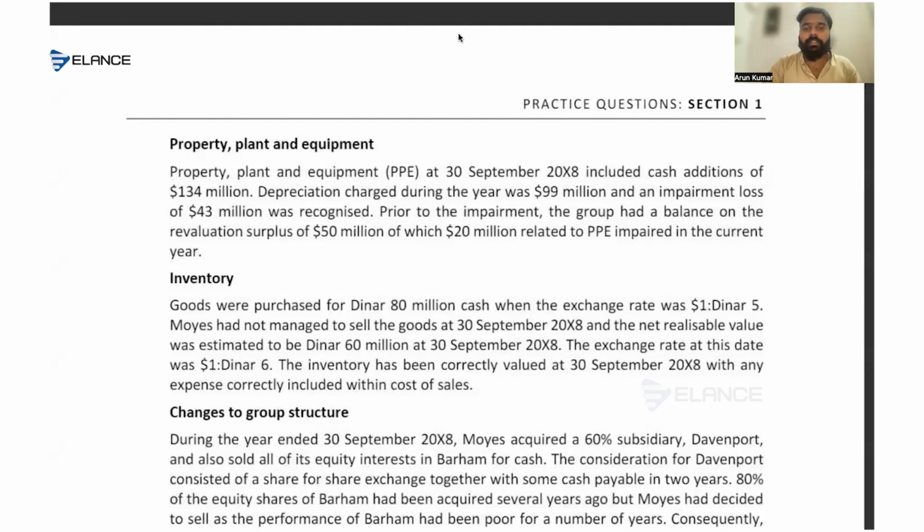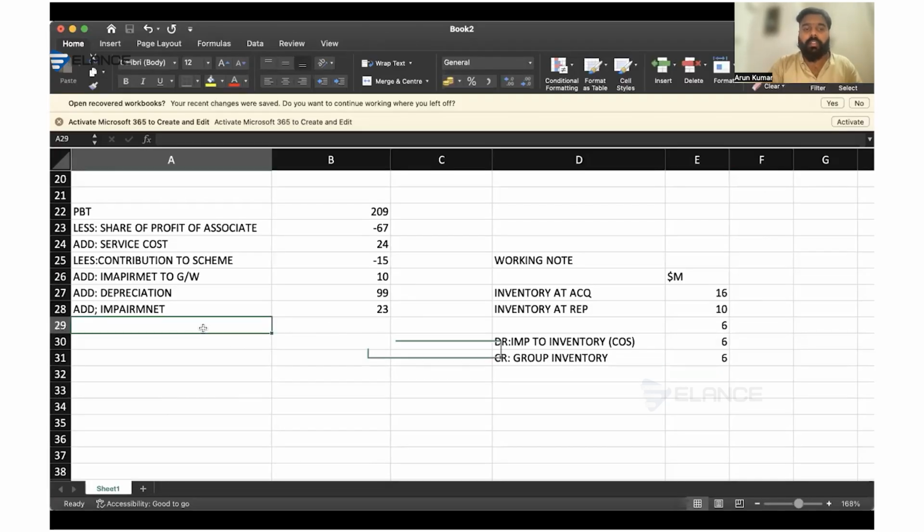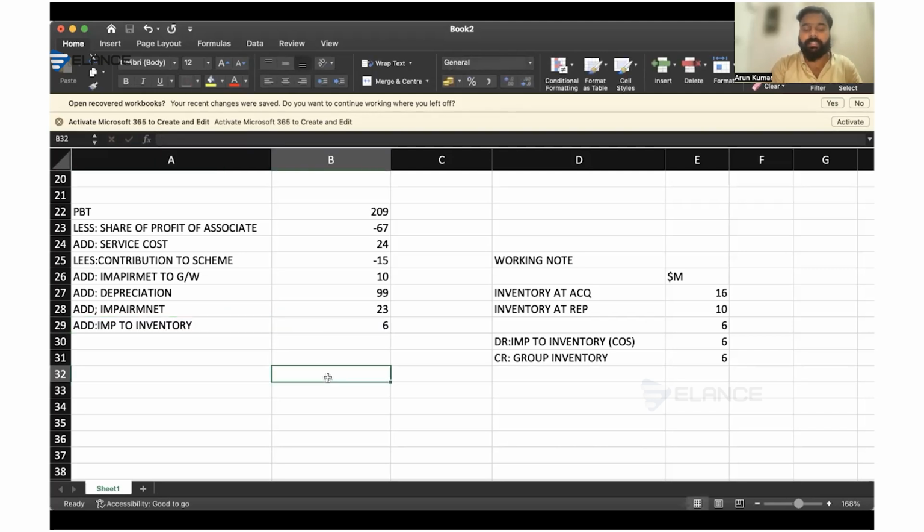Yes. So let's do it. With respect to inventory, there is an impairment to inventory, right? So we'll add impairment to inventory, which is already charged to cost of sales. So we have to add it back. How much is it? 6. Done? Any doubts why we are adding back that 6?